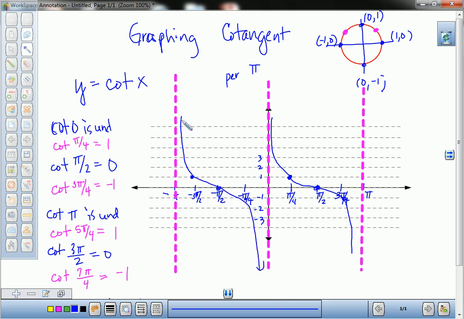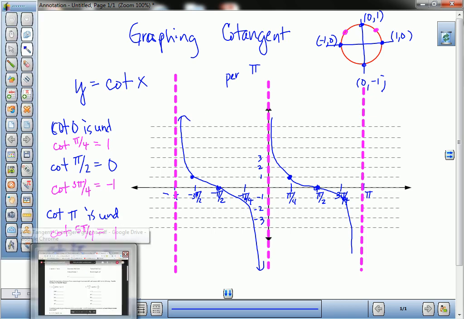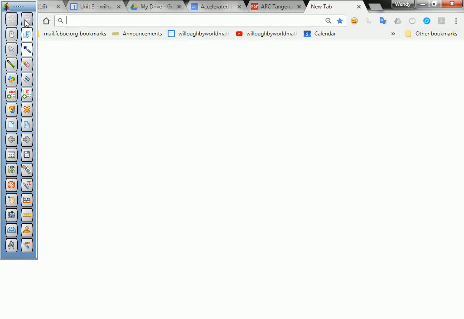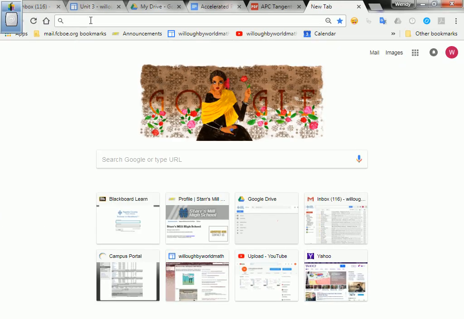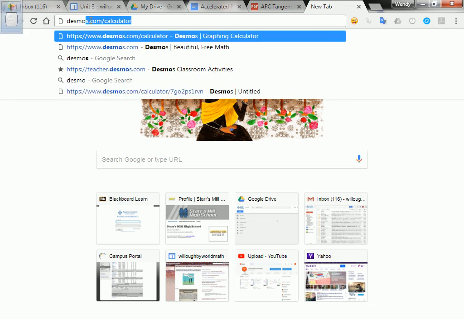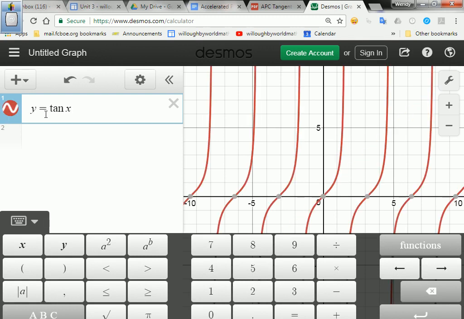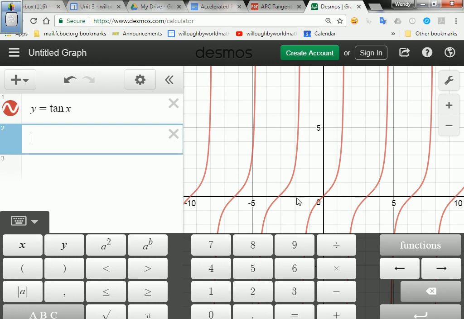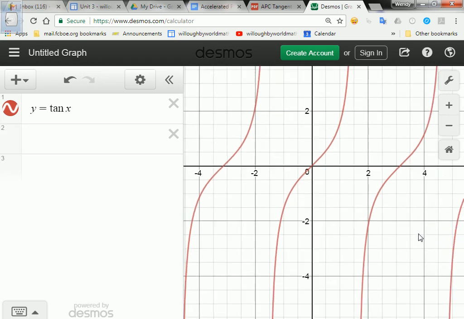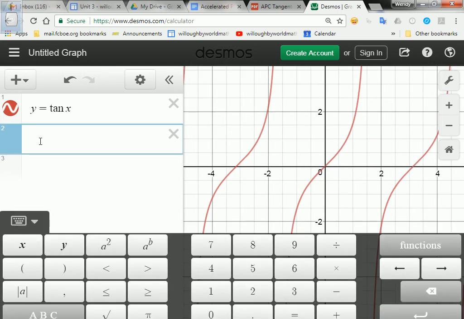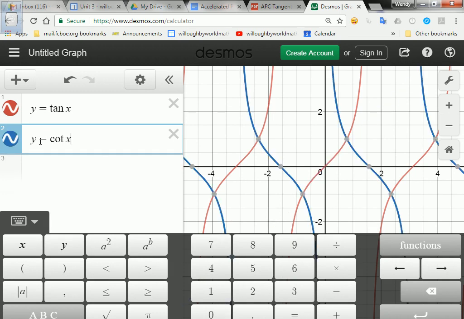I'm going to go in and show you what this might look like if we were to take it to Desmos and graph both a tangent and a cotangent in the same graph. And let's see if this makes sense when we're done. So let's say y equals tangent of x. You can clearly see where all those asymptotes would be. I'm going to zoom in a little bit so we can just focus on a few. And now let's graph y equals cotangent of x.